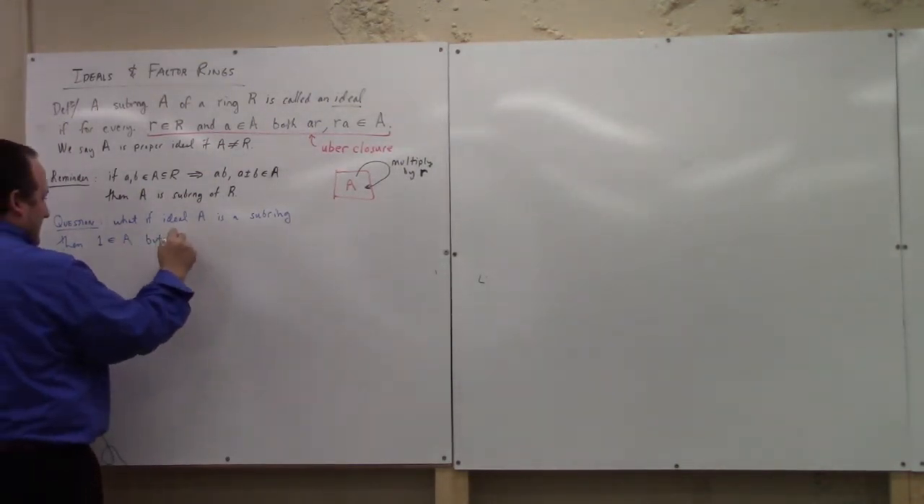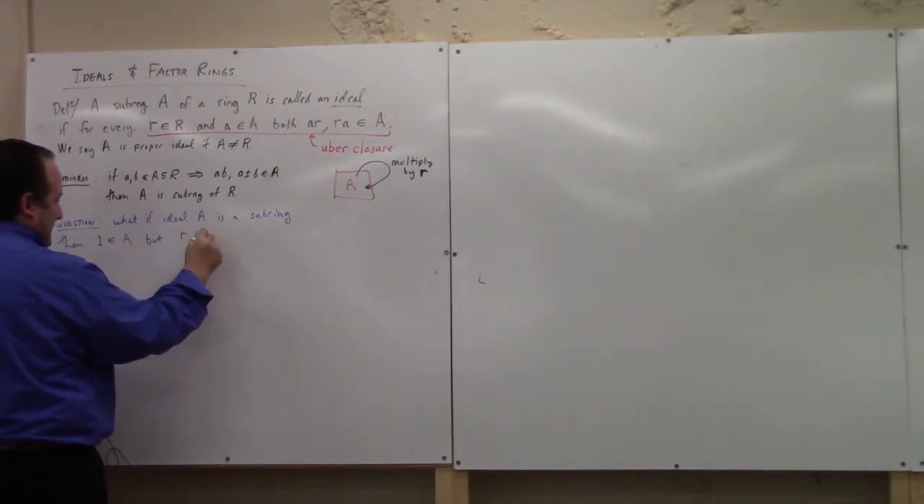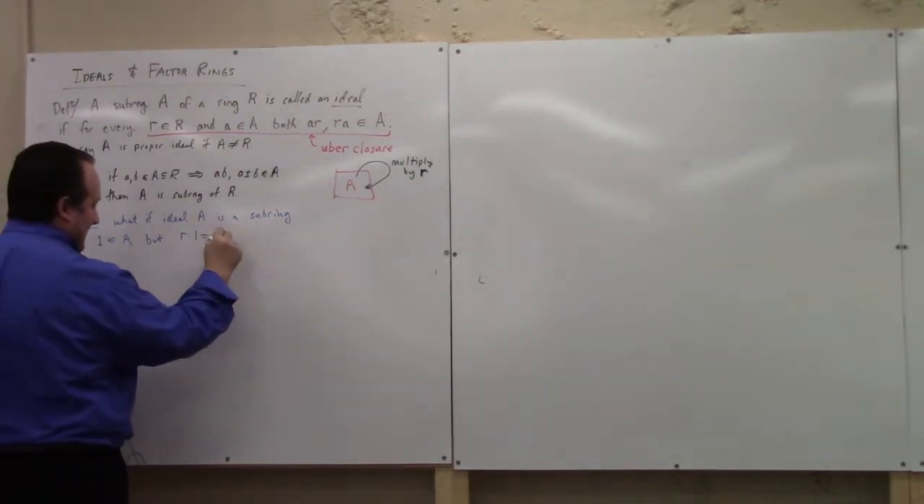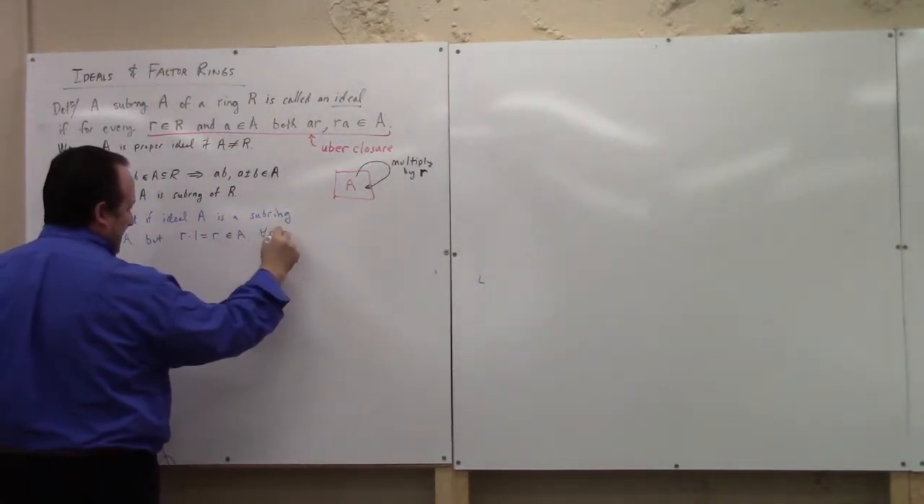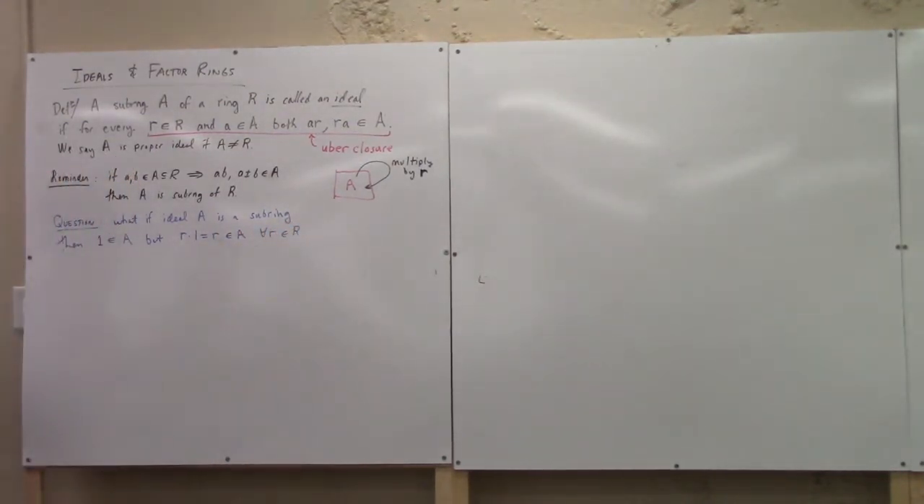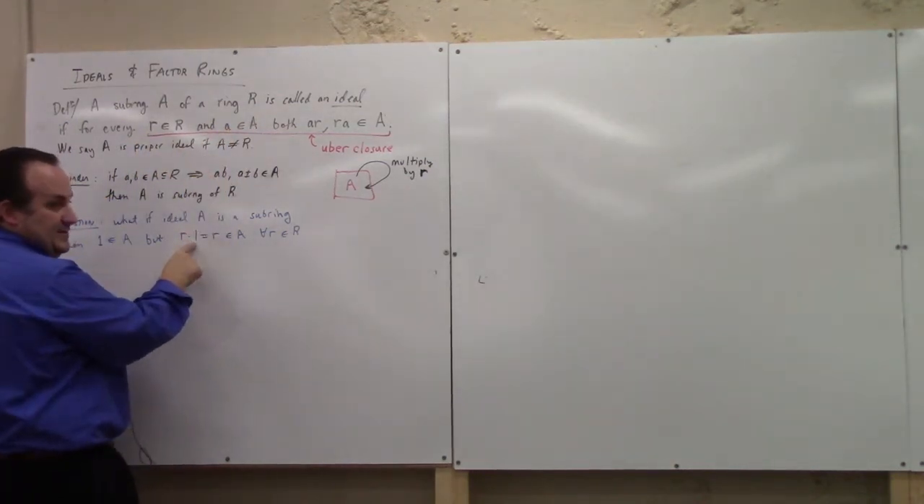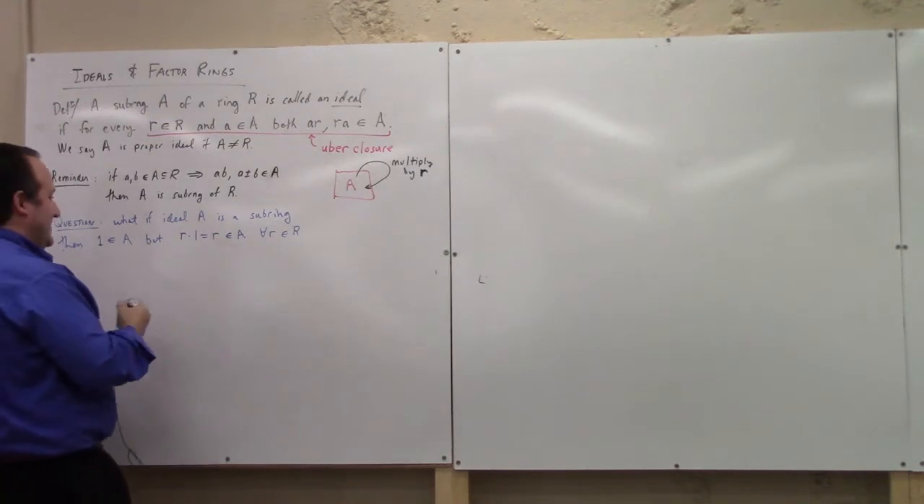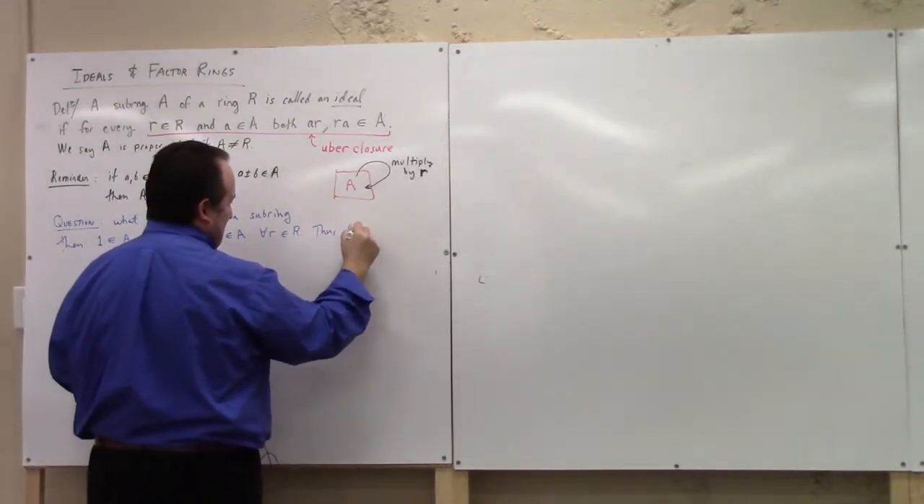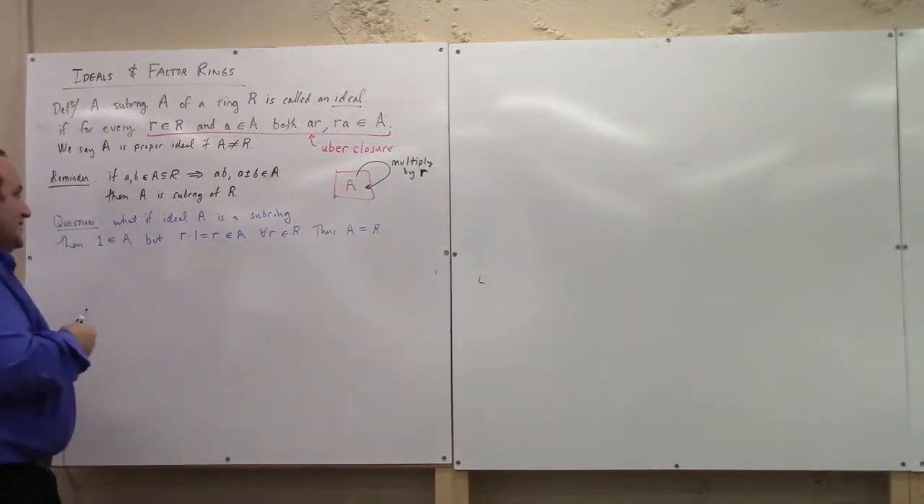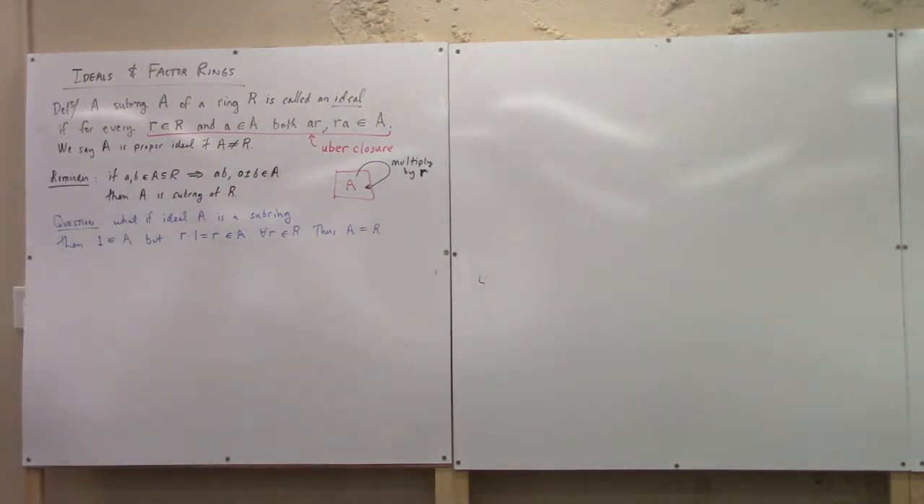r times 1 equals r is an element of A, for all r in R, by the Uber closure. I can take any element in the ring, multiply it by something in A, in this case 1. So A equals R. Thus, A is equal to R. So you cannot have a proper ideal which contains the identity. If you contain the multiplicative identity of the ring, you get everything if it's an ideal, by the Uber closure.